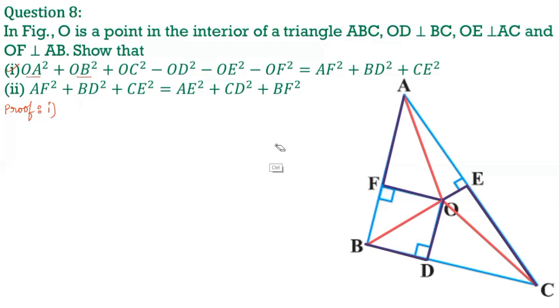Observe triangle AFO. Apply Pythagoras theorem to triangle AFO. Square of the hypotenuse is equal to the sum of the squares of the other two sides. That is AO square is equal to AF square plus FO square.